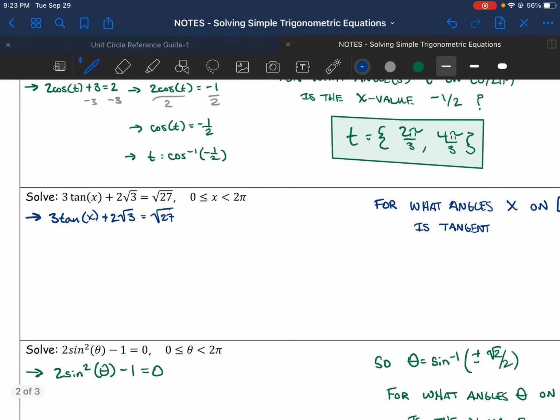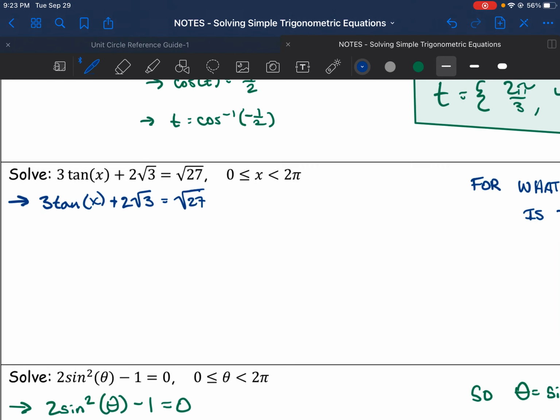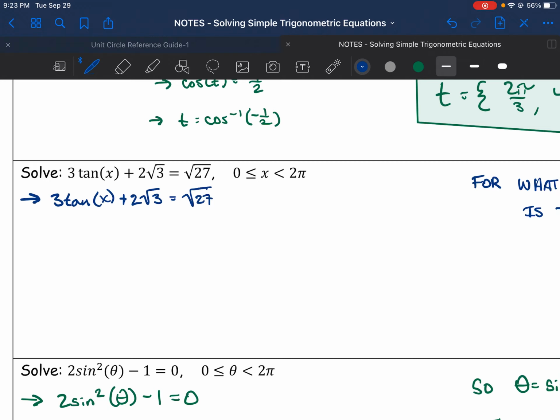All right, moving on to our next example, which is the tangent problem. We want to solve 3 tangent of x plus 2 square root of 3 equals the square root of 27. Once again, our goal is to get x by itself because x is now the variable. So we want to subtract 2 square root of 3 from both sides. One thing that might benefit us real quick though is let's simplify square root of 27. So we're going to have 3 tangent of x plus 2 square root of 3.